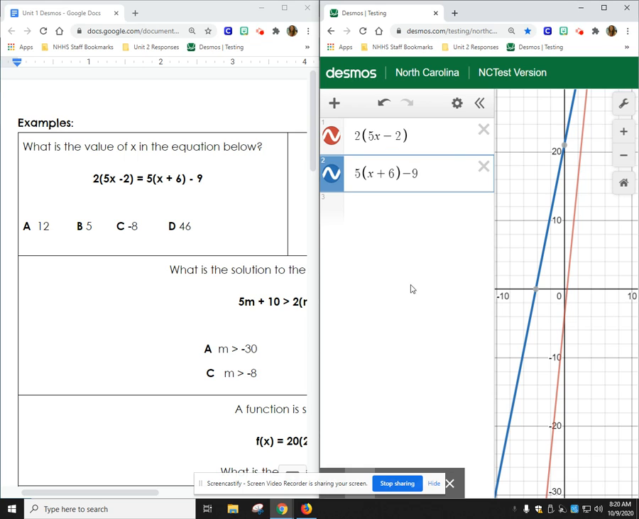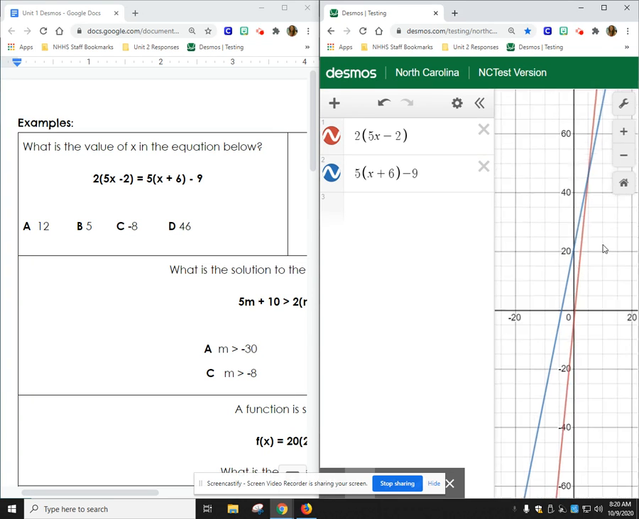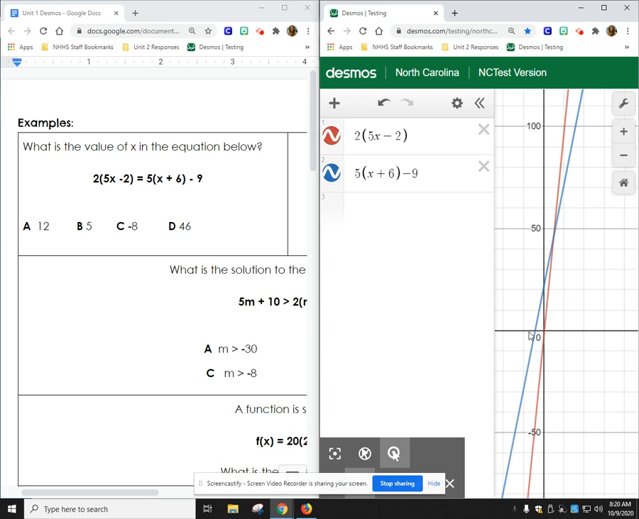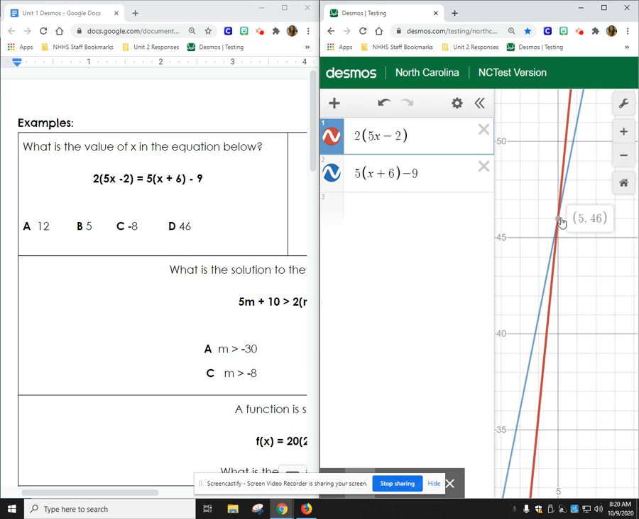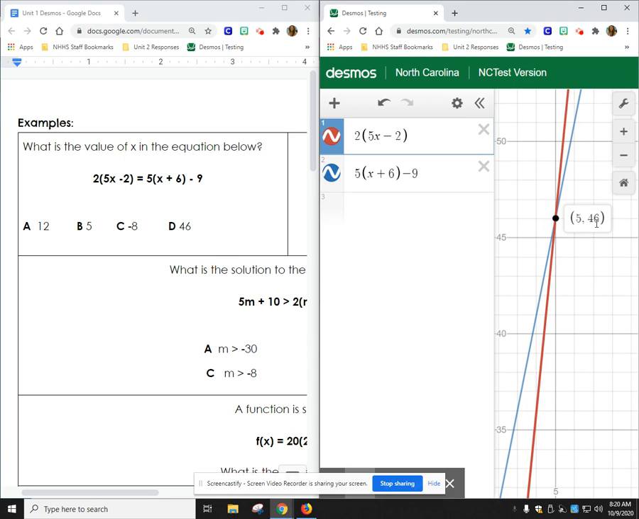And no spaces. What you'll notice is that DESMOS has gone ahead and graphed those equations for you. You should see that at some point those two equations cross. Where these two lines cross is where they're going to be equal. So we can click on that point, and that point is (5, 46). Remember, coordinates are written x and then y. The question says, what is the value of x? So the value of x in the equation below is going to be 5.